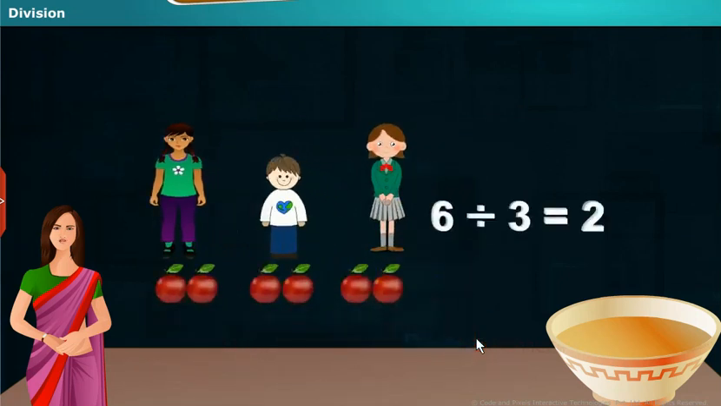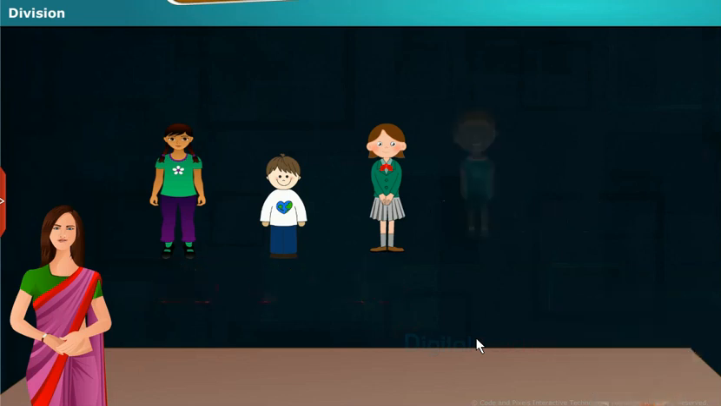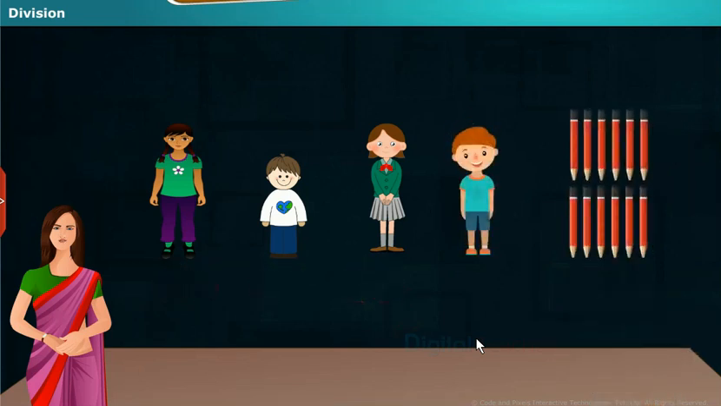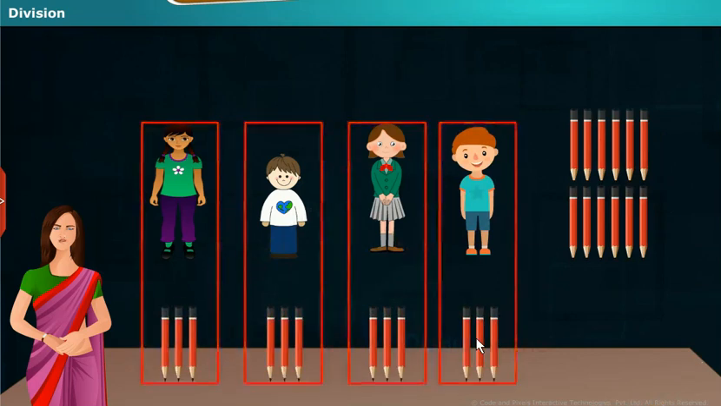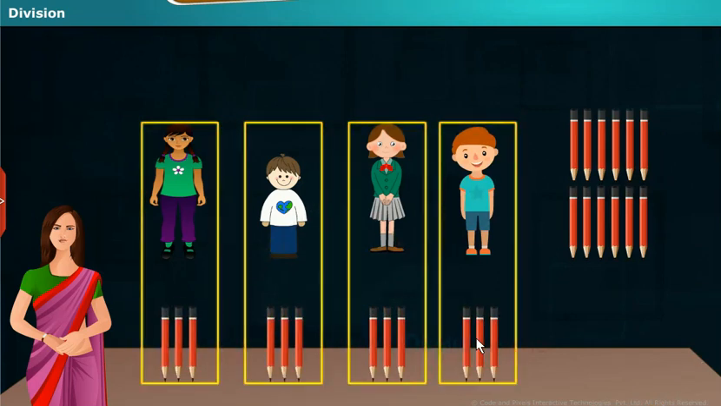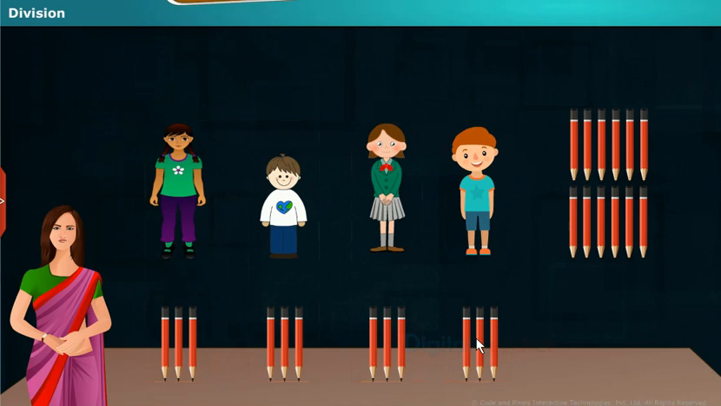We use the symbol for division as shown on the screen. Similarly, we can arrange the 12 pencils into 4 groups wherein each group has 3 pencils. When 12 is divided by 4, we get 3 in each set. It can be expressed as shown on the screen.